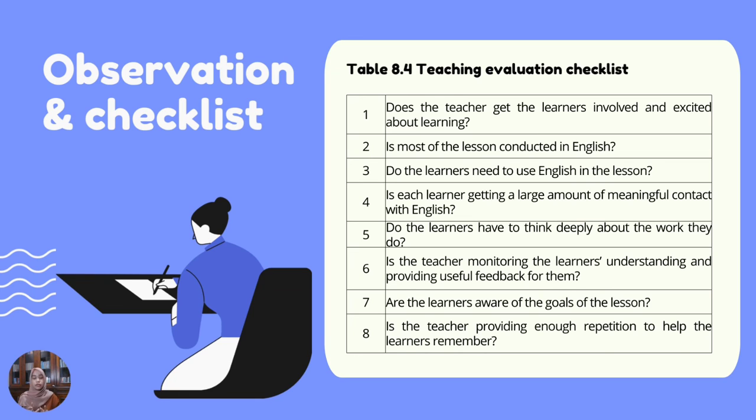So the things to consider when making the checklist are that the checklist must be valid, reliable, and practical. A checklist can be reliable if it can be understood by the person using it, and it contains several items of questions like table 8.4. So this is an example of a reliable checklist.